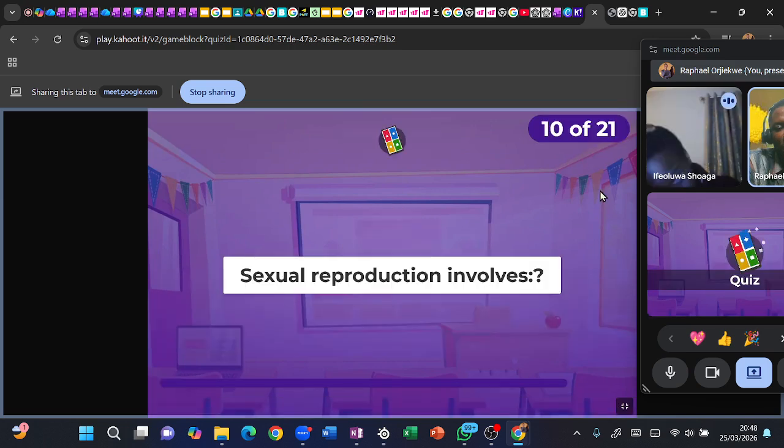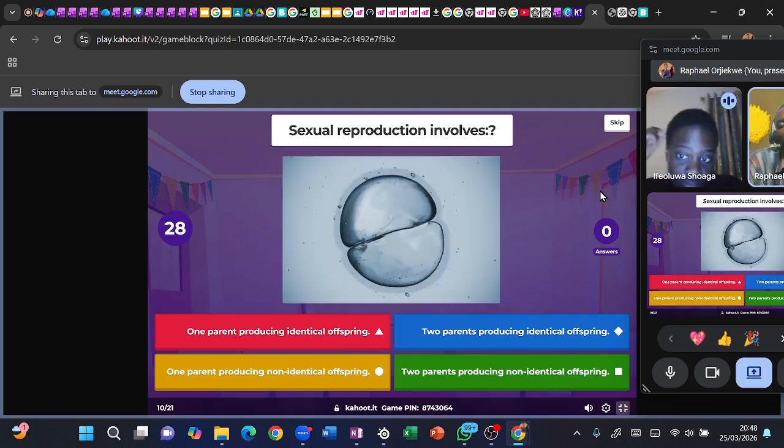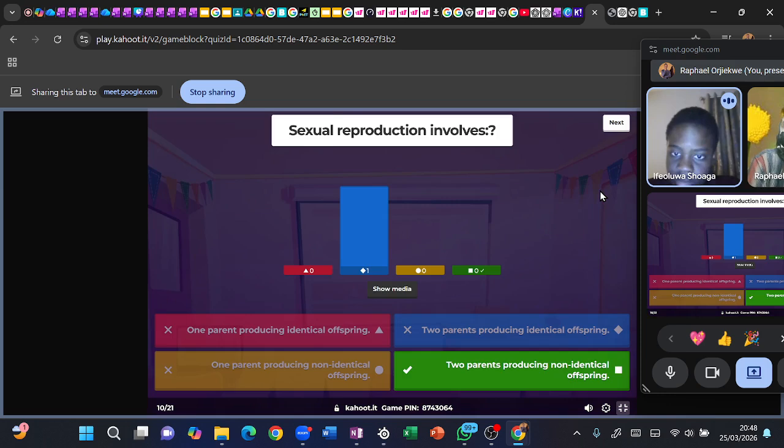Sexual reproduction involves dash. This is where they will ask for sexual and asexual. I know you picked identical. Identical is for asexual, which involves one parent. But when it's two parents, it's usually non-identical. That means it's the same species, but not exactly the same.